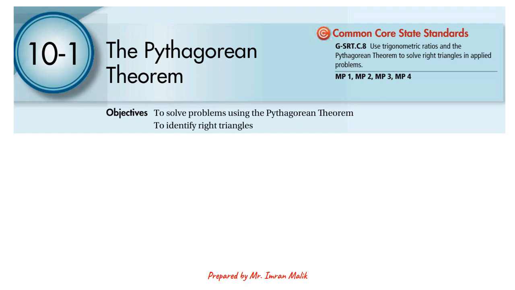In today's session, we would like to start with a new lesson titled the Pythagorean Theorem. There are two objectives which we would like to go through in the lesson. The first objective is to solve problems using the Pythagorean Theorem. And the second objective is to identify right triangles. In this video, I would like to explain only the first objective of the lesson.